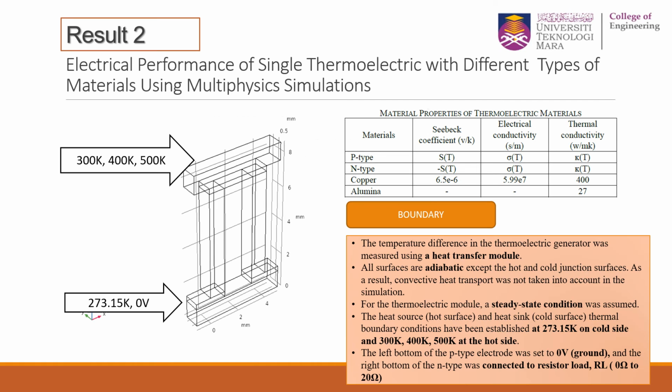TE material. The second simulation was done in a geometry of a TEG with two legs. The top part of the geometry, you can see that I introduced a temperature difference of 300, 400, and 500 Kelvin, while the bottom is a cold side temperature, which introduced a 0-volt ground and a cold temperature of 273.15 Kelvin. As you can see in the table on the right is a material property of thermoelectric material for the P-type, N-type, copper, and alumina.